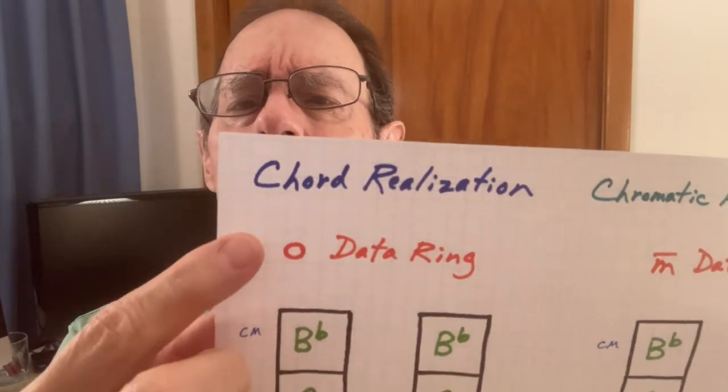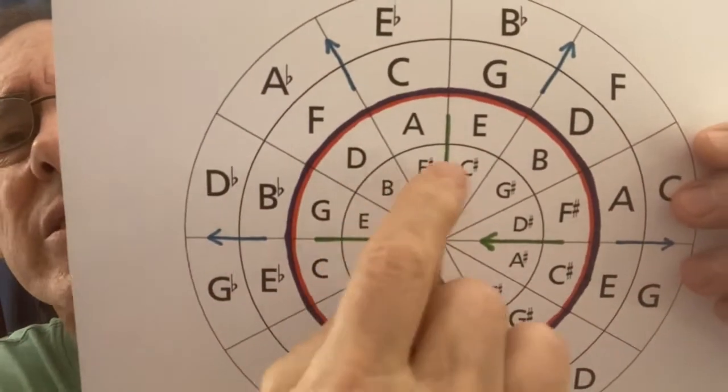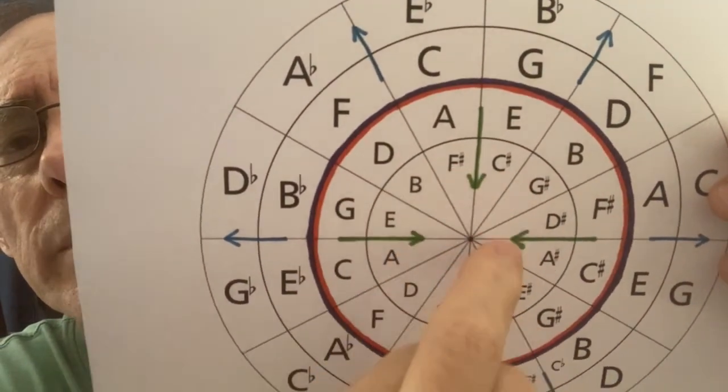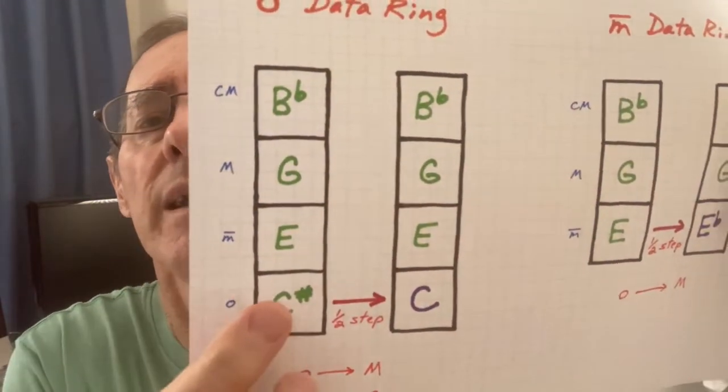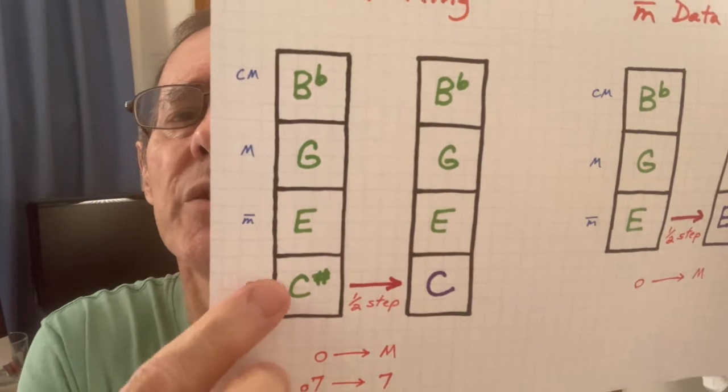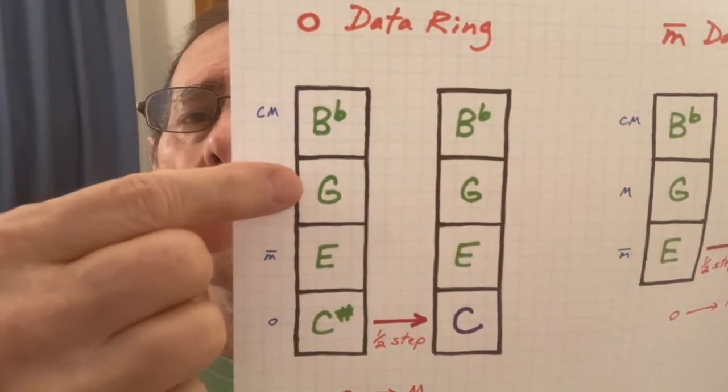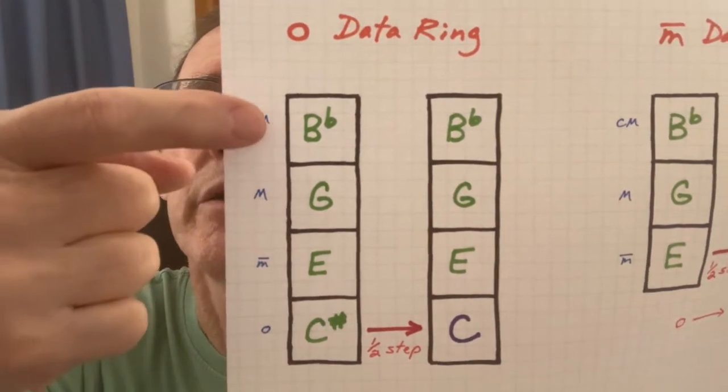So chromatic alteration, that's moving your tones up or down a half step. Okay? So first we start with the diminished data ring. On the diminished data ring, that's this one here on your amplified circle of fifths, the innermost ring. So we start there and we say, how can we realize and bring forth a chord by chromatically altering? Well, here's how you do it. You start out here with, let's say, as an example, a C sharp, and you see you have a C sharp diminished chord here, and you see here you have a C sharp diminished 7.